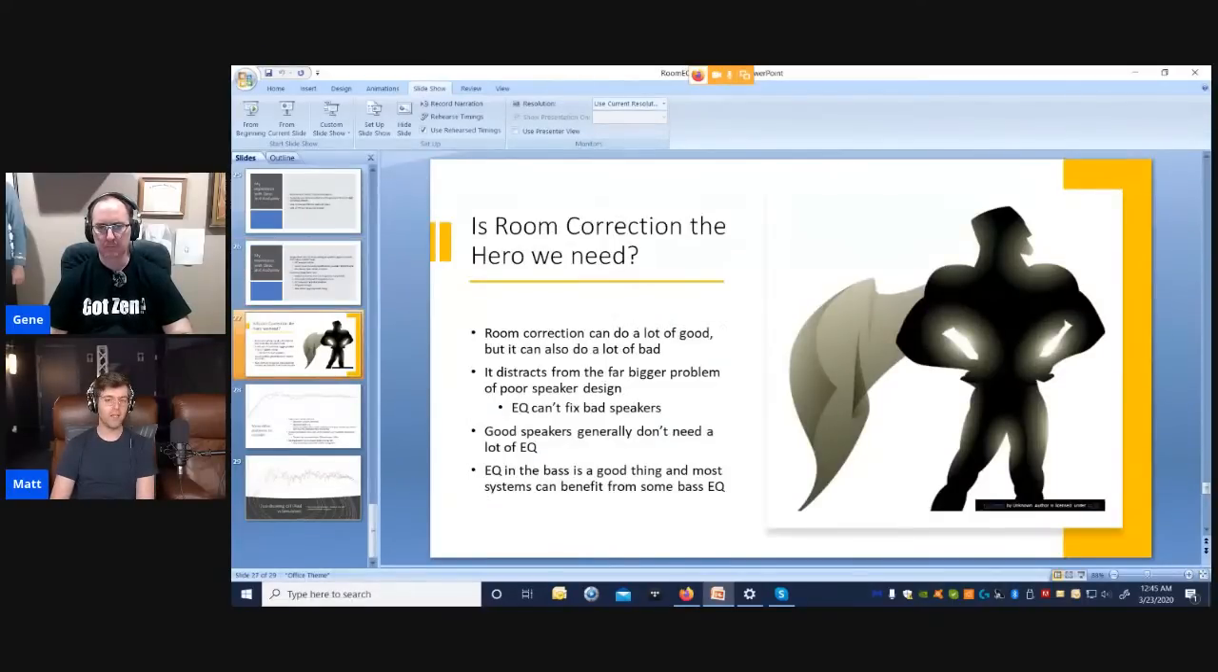I just wanted people to understand, like, I'm not a neophyte with this stuff. I've been doing this for a long time. So I'm going to go back to this idea. Is room correction the hero we need? And I want to say again, room correction can do a lot of good, but it can also do a lot of bad.